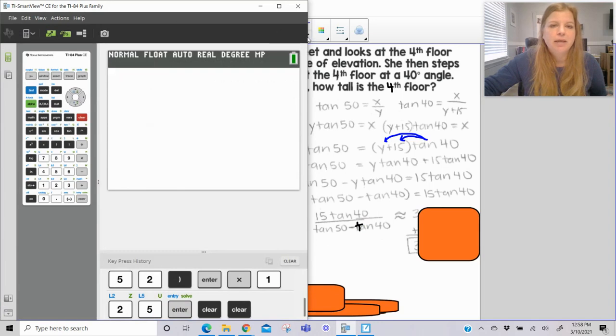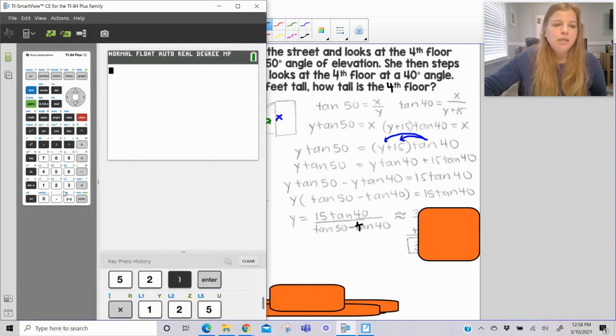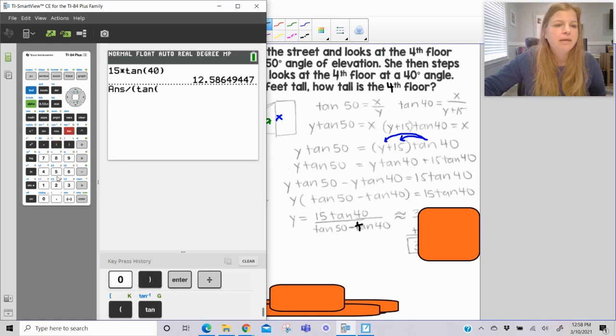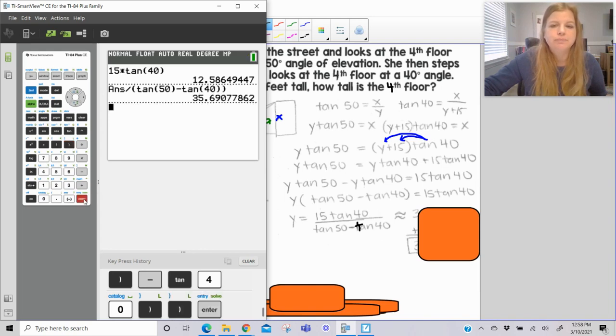Ready? I'm just going to scooch this over. So 15 times tan of 40. I'm going to press enter. Okay, now I'm going to take that answer. I'm not rounding it. Notice again, it says degree. If you're in radians, make sure you switch it to degrees. I'm going to click divide. And now in parentheses, I'm going to type in tan 50, close the parentheses for the 50, minus tan 40, close the parentheses for the 40, and then close the beginning parentheses and press enter.